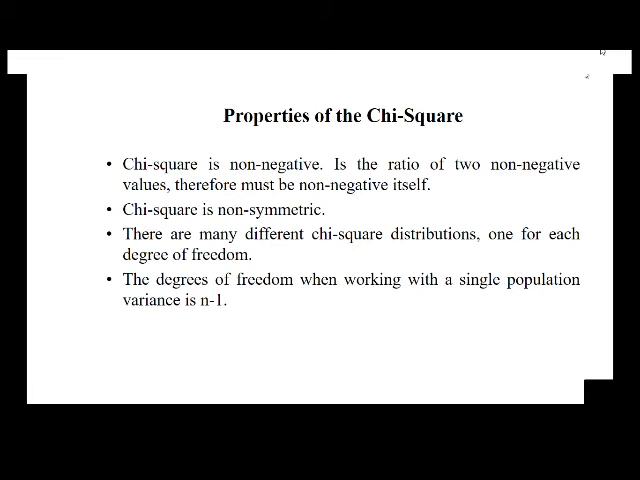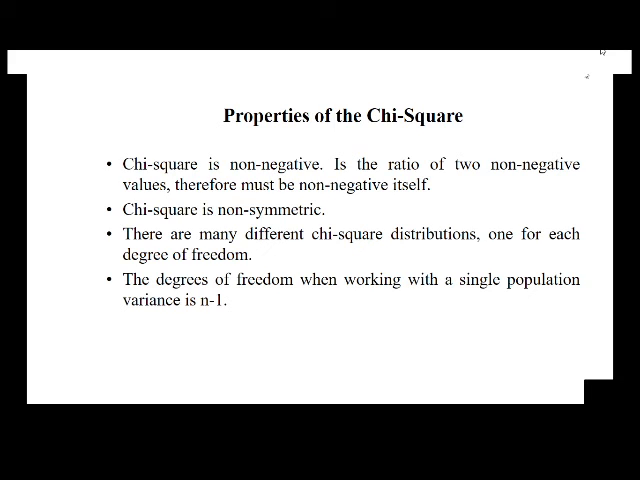Properties of the chi-square test. Chi-square is non-negative; it is the ratio of two non-negative values, therefore it must be non-negative itself. Chi-square is non-symmetric. There are many different chi-square distributions, one for each degree of freedom. The degree of freedom when working with a single population variance is n minus 1. The degree of freedom is needed while comparing the calculated value of the x square test with the table value, so we have to calculate the degree of freedom.